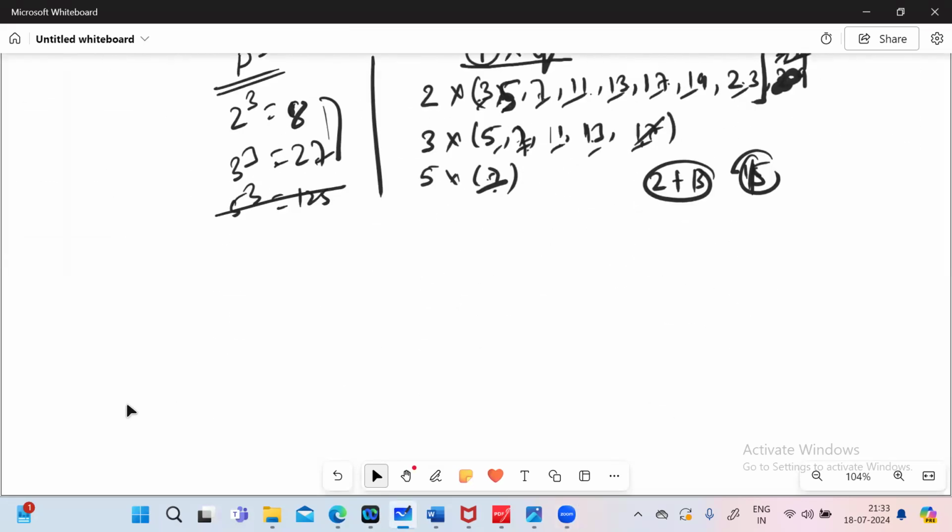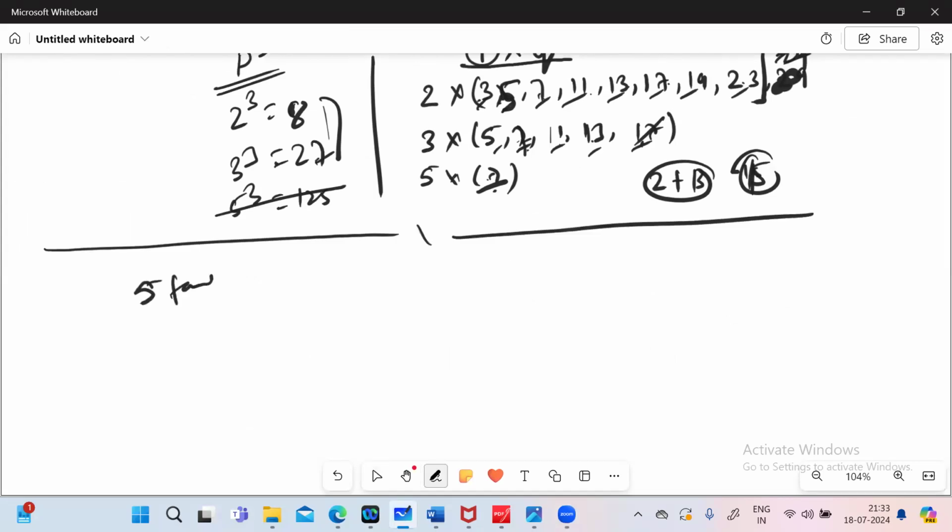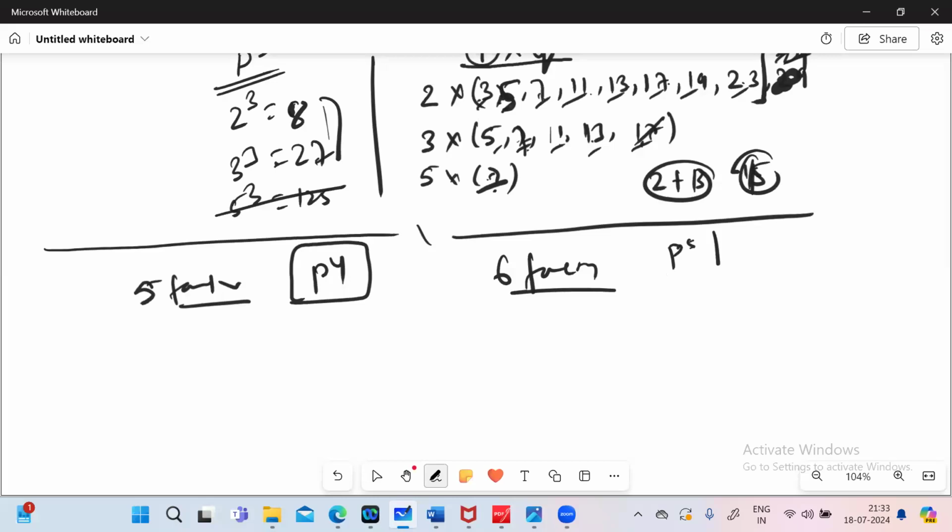And next, we can also visualize it for 5 factors. How many or what kind of numbers will have 5 factors? How can we visualize 5 factors? P to the power 4. There is no other way to visualize 5 factors. How can we visualize 6 factors? It is either P to the power 5, the 5th power of a prime, or P square Q cube. This will have 3 into 2, 6 factors. So this is how we can visualize a number with the help of the number of factors of that number.